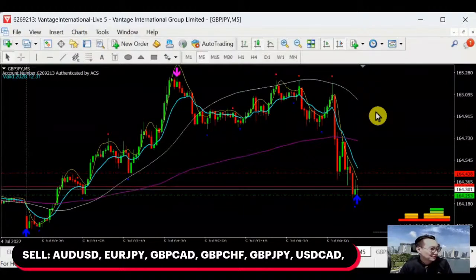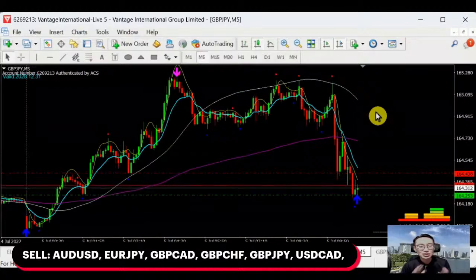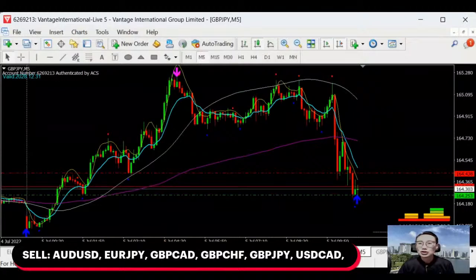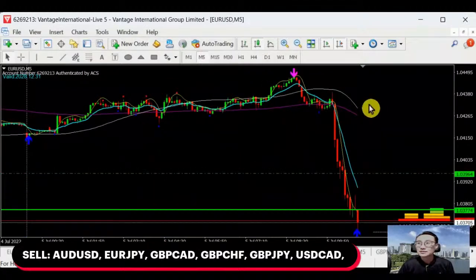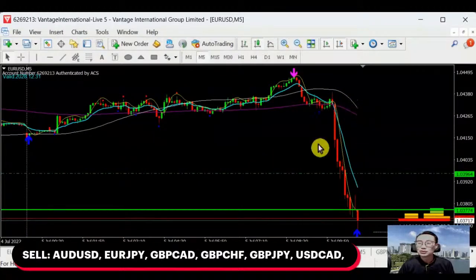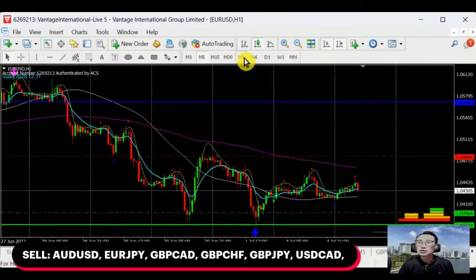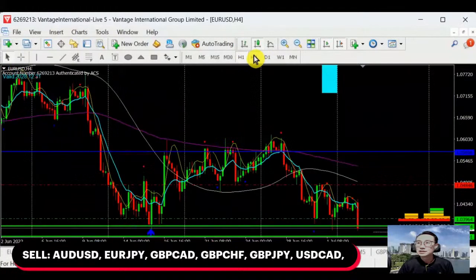Nice. Euro dollar got 50 pips. Congratulations. Well done. Very nice, very good over here. So after this swing down, amazing day.